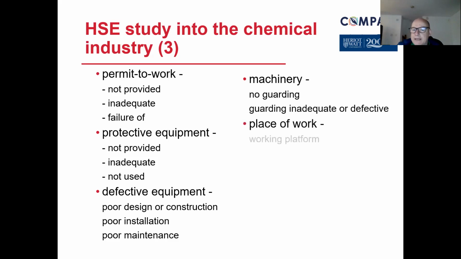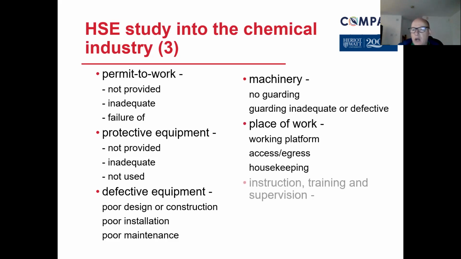In terms of the place of work, think about the access and egress, the working platform and the variations on that. Housekeeping was constantly an issue with maintenance, in terms of people falling over things that they'd, let's say they'd take the guard off, put it on the floor, and then they fall over it. If they're on a platform, they'd fall from height and so on.